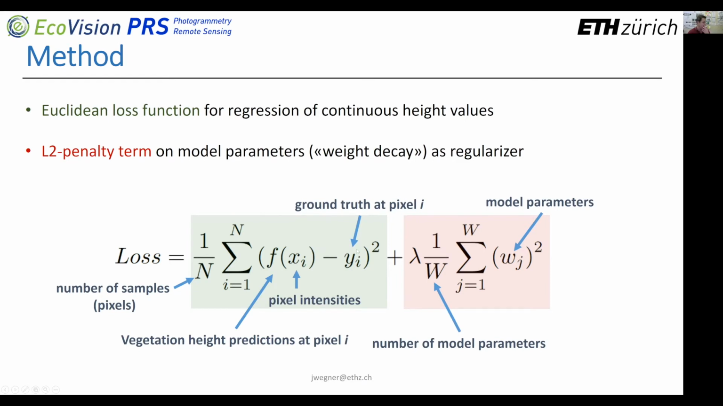What we have here is y_i, the ground truth, so the canopy height at a certain pixel location. Then we have the pixel intensities as observations, and we're looking for this function that maps the pixel intensities to vegetation height predictions. And then this is the regularizer that I just introduced.